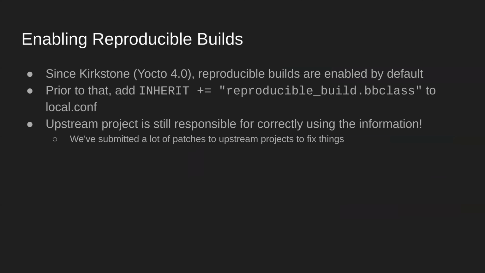It's still the responsibility of the upstream project to correctly consume that data. A lot of them do. It's usually not terribly difficult, but we have definitely had to submit a lot of upstream patches to fix things where they weren't correctly building reproducibly. Oh yeah, someone in the chat just pointed out that it's reproducible build without the .bb class. Sorry about that. Yeah, my bad.